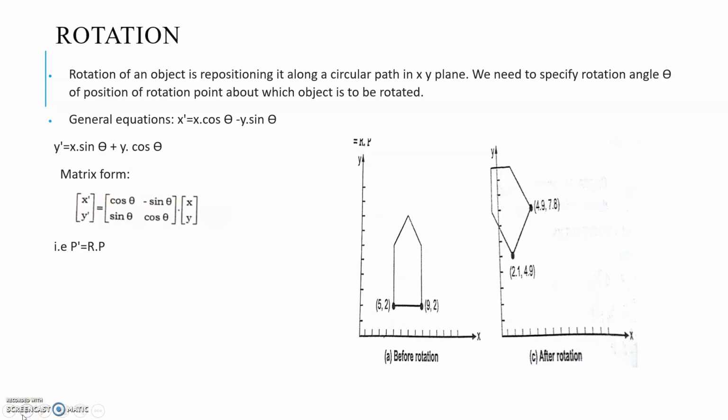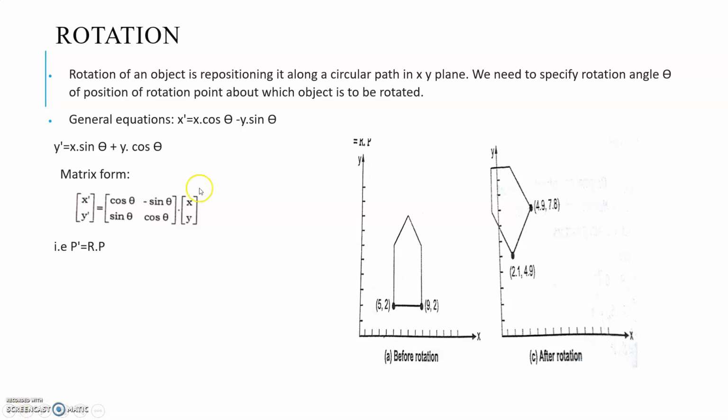Next is rotation. Rotation of an object is repositioning it along a circular path in the xy plane. We need to specify the rotation angle theta and the position of the rotation point about which the object is to be rotated.